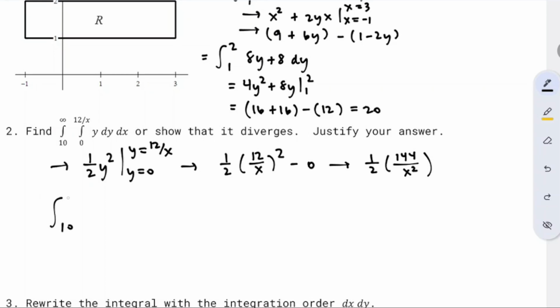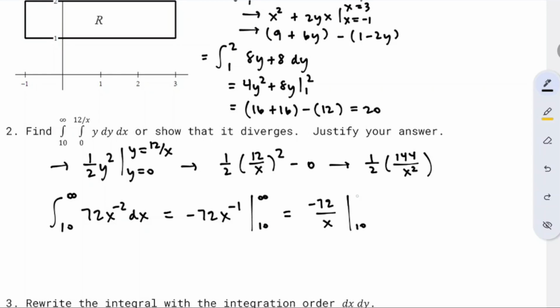So I'm integrating 10 to infinity of 72x to the -2 dx. So I'm going to need an antiderivative. Add 1 to the power, divide by the new power. Okay, so that's -72 over x. As x goes from 10 to infinity, this is where I'm going to need a limit, right? This is not really a real number, so I need to account for that by taking the limit of the antiderivative.